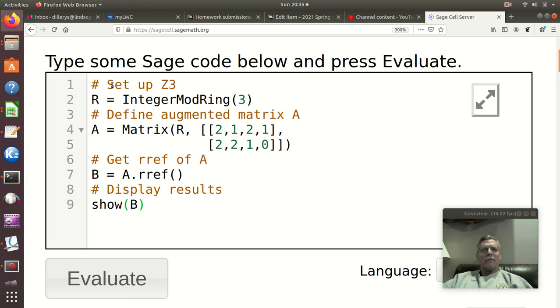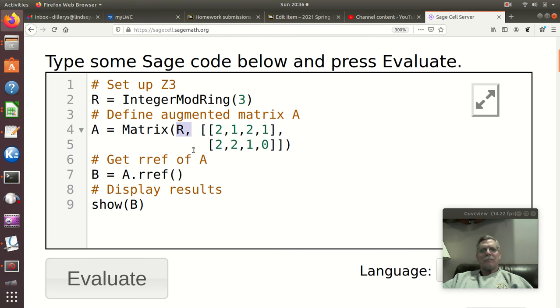And again, first we need to tell it we're using Z3. So here I've said, okay, we're going to define Z3. Again, I use an R. And then when I make that matrix, I just have to remember to put that definition up ahead here so it knows what we're working with.